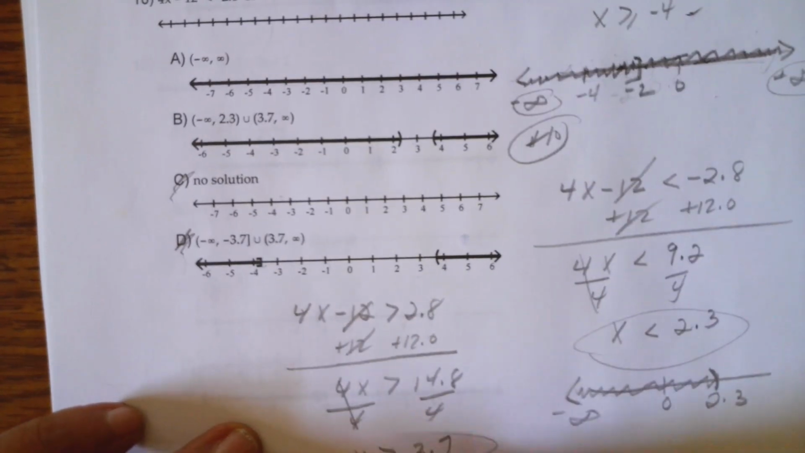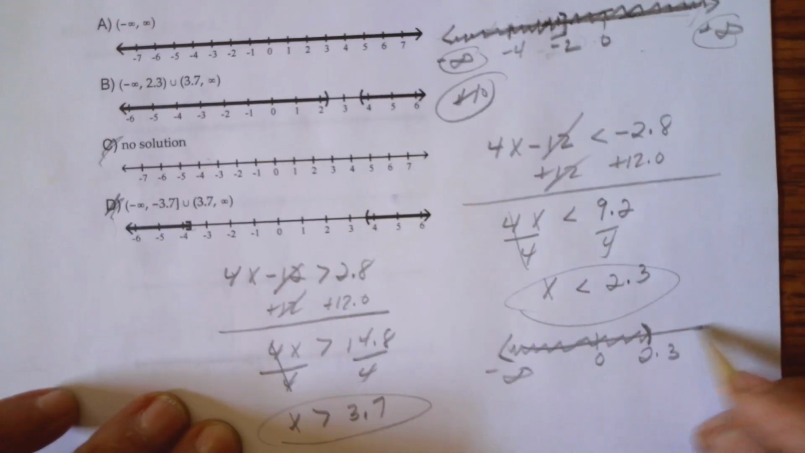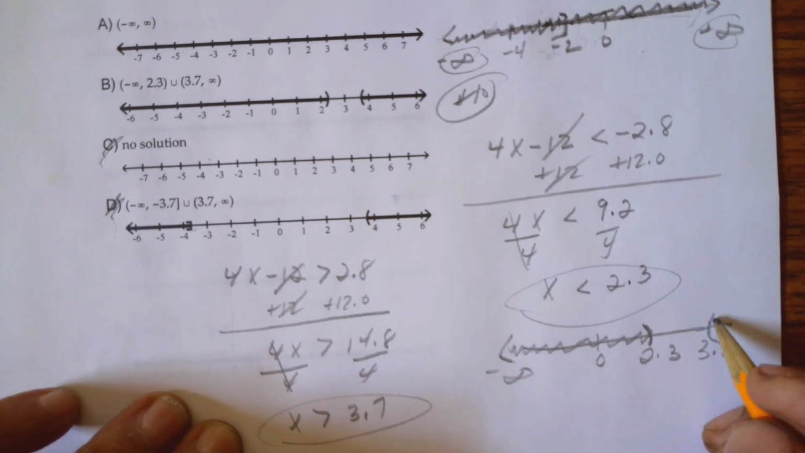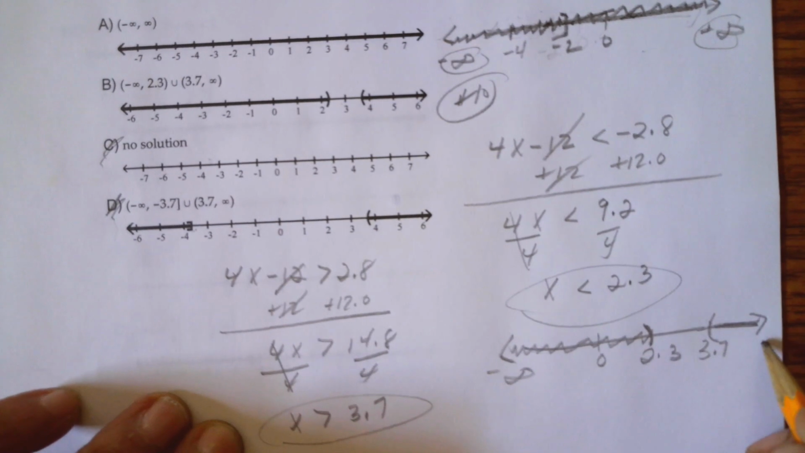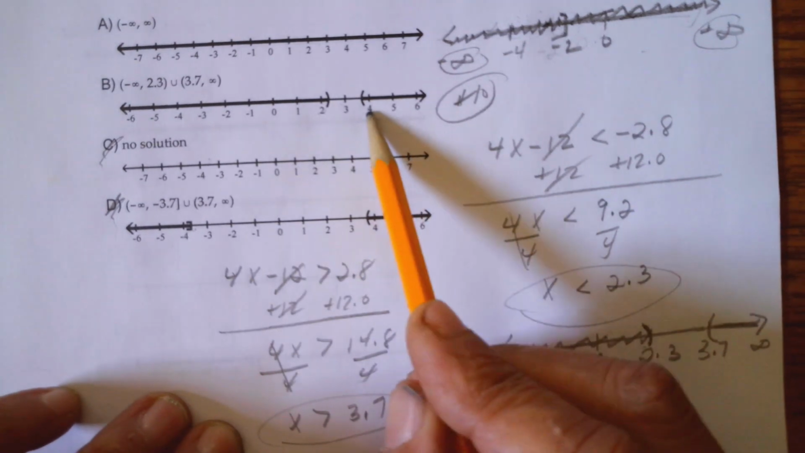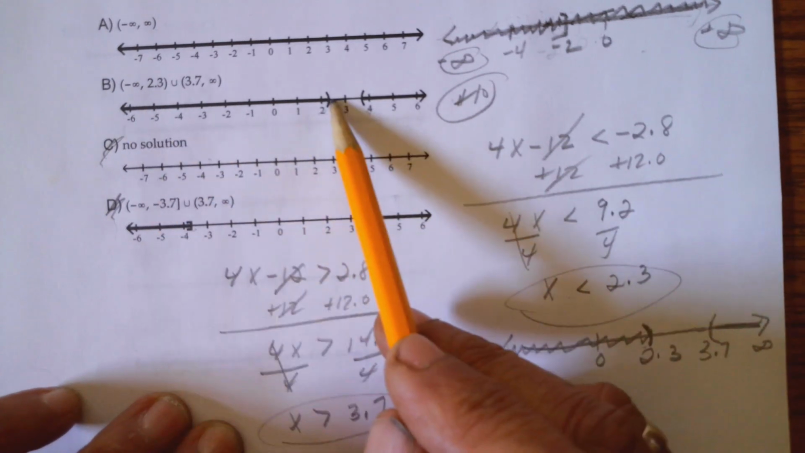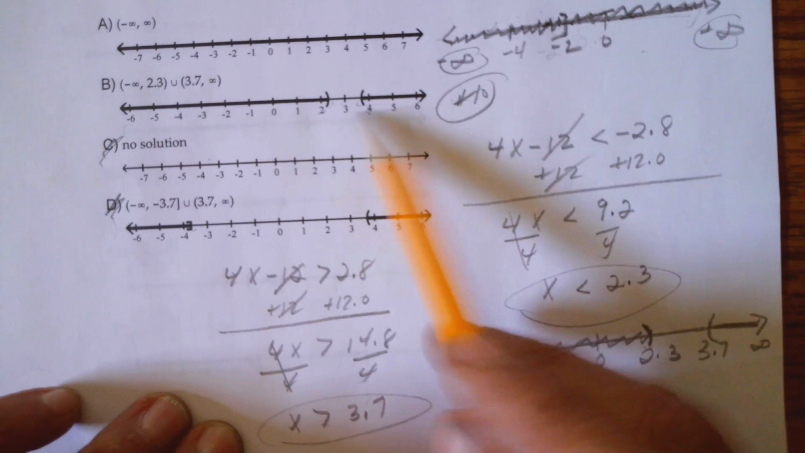So if this is 2.3, 3.7 is somewhere over here. It's a parenthesis, and it goes all the way in the other direction to positive infinity. So looking at number 10, there's my 2.3 going to the left, and there's my 3.7 going to the right. Less than 2.3, parenthesis, and then greater than 3.7. Letter B, letter B.